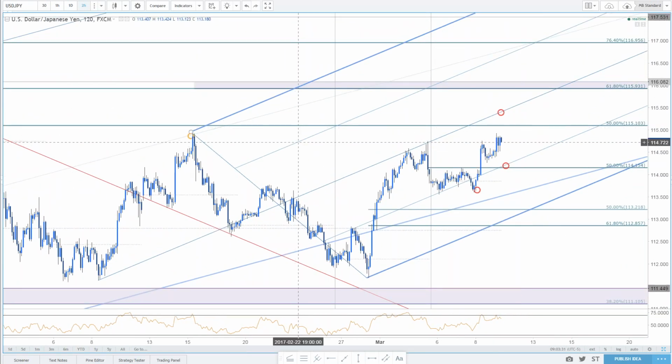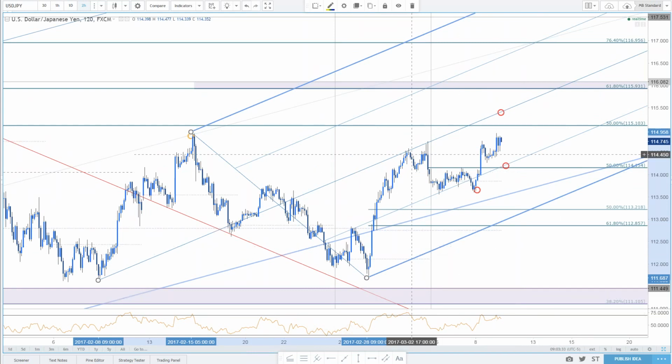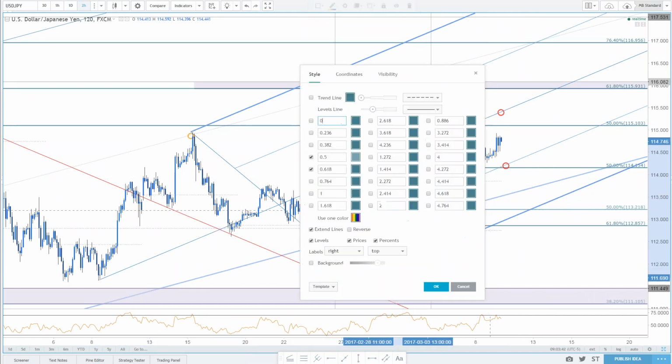Okay, this pitchfork has been pretty clean. We talked about this earlier in the week, right? Boom, boom. 50 line, got a little dribble there. It actually completed a decent retracement, 38.2. Okay, put that back on there for you.